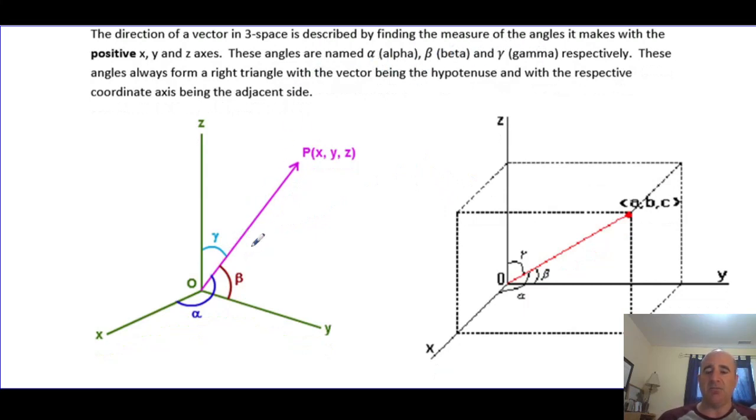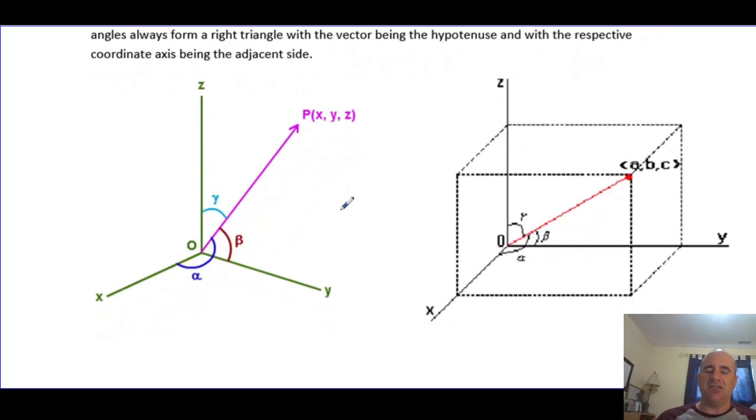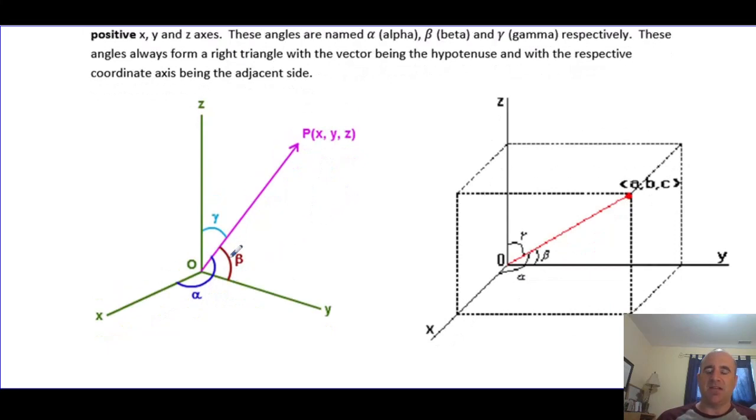Alpha being the angle it makes with the x-axis, beta with the y, and gamma with the z. In this one, it sure looks like this vector is kind of going into the page because alpha looks so big there. So alpha looks like it'd be bigger than 90 degrees. It's an obtuse angle there, formed with the positive x-axis. So let's take a look at beta, for example.